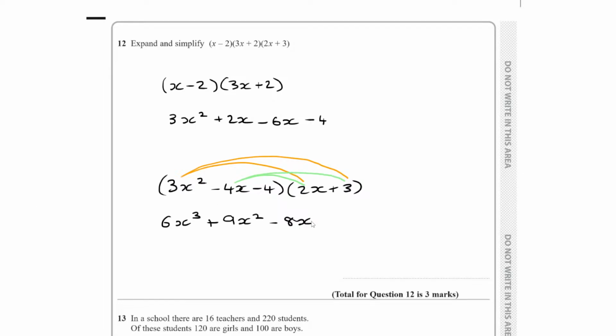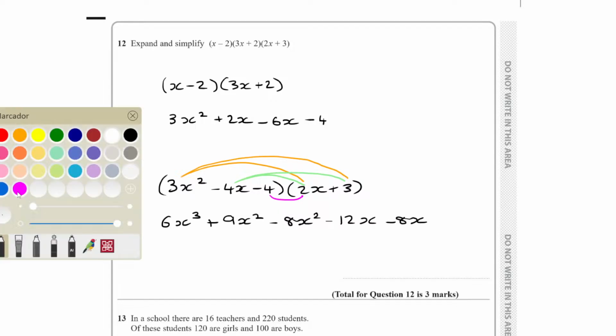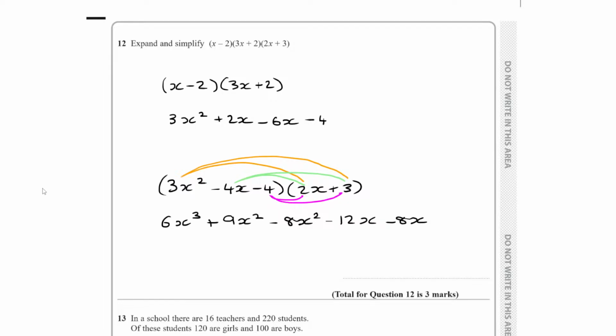And then minus 12. X squared, that one. Minus 12x, and then need a third colour. Minus 8x, and then finally, so you should have 6 numbers. Obviously, when it's double brackets, you only have 4 numbers. When it's triple, you get 6 numbers. And then we're going to simplify this.